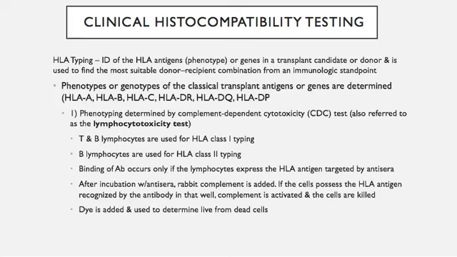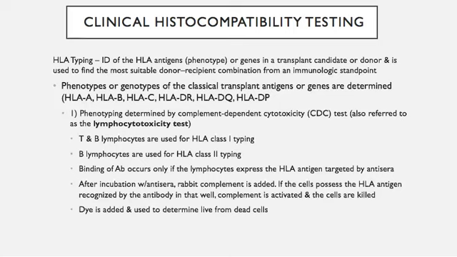Phenotypes or genotypes of the classical transplant antigens or genes are determined, and you can see those options there. Phenotyping is determined by the complement-dependent cytotoxicity test, or the CDC test. T and B lymphocytes are used for HLA class 1 typing. B lymphs are used for HLA class 2 typing. Binding of the antibody occurs only if the lymphocytes express the HLA antigen targeted by the antisera.